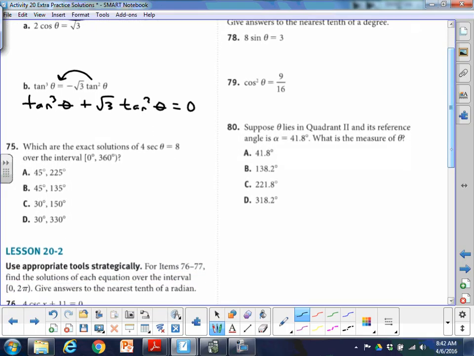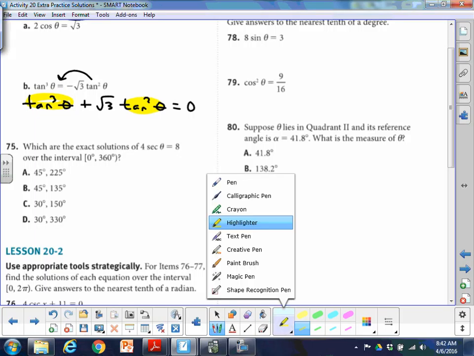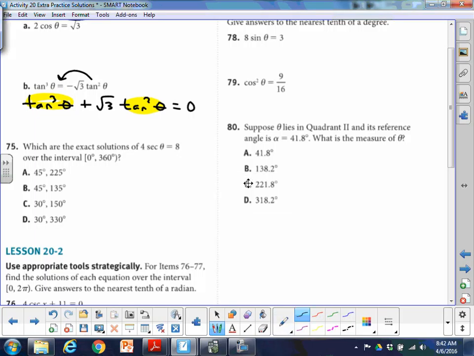Now what I notice is both terms share at least a tangent of theta, right? The first one's tangent cubed, the second one has a tangent squared in there, so I can bring a common factor out. I can actually bring out tangent squared theta. That's the GCF there. What would be left: to get tangent cubed back, I would need to multiply by another tangent. And then to get the second term back, I would need to multiply by root 3.